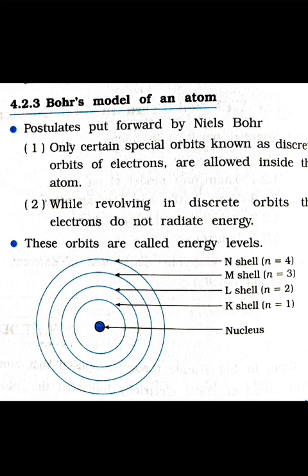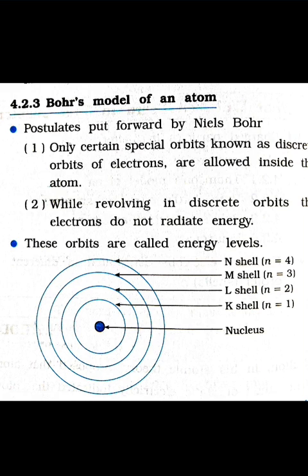While revolving in these discrete orbits, the electrons do not radiate energy. And these orbits or shells are called energy levels. The energy levels are shown in the figure. These orbits are represented by the letters K, L, M, N, or orbits or shells. And also they are given as numbers, n equal to 1, 2, 3, 4.